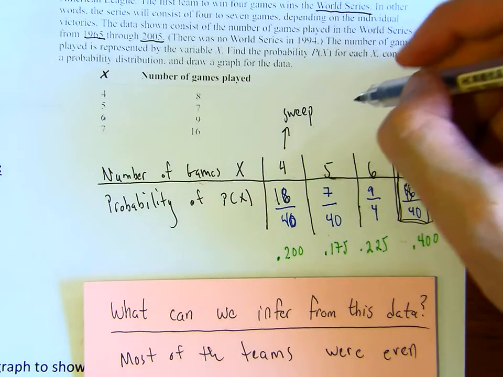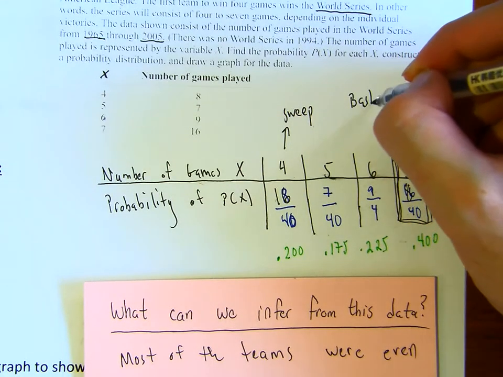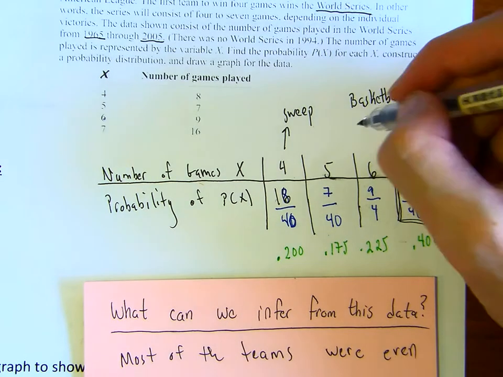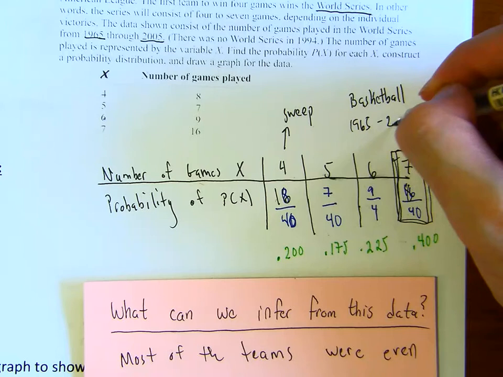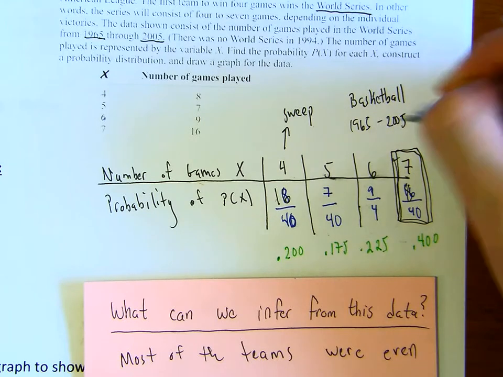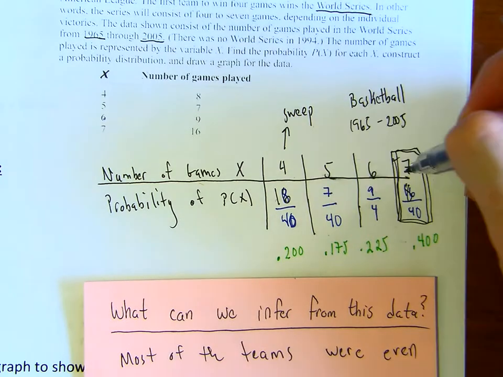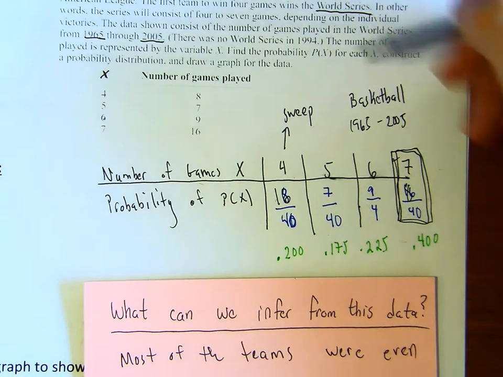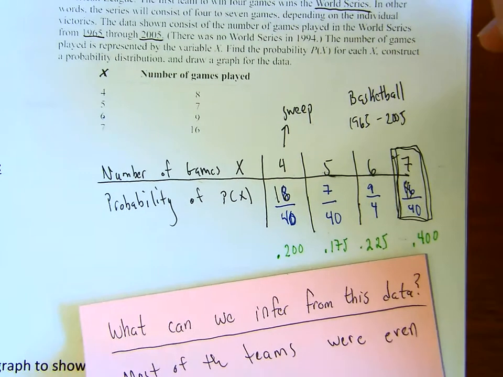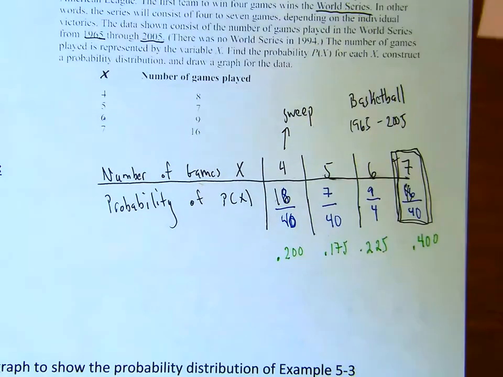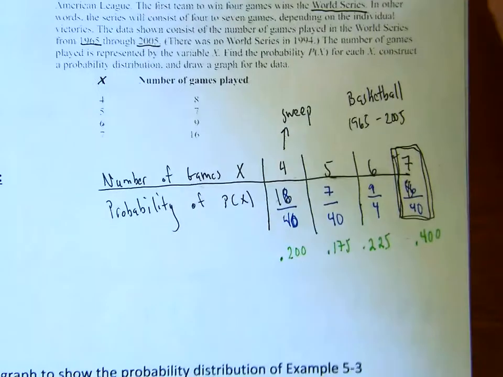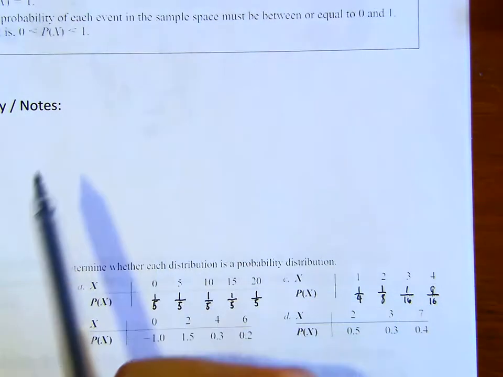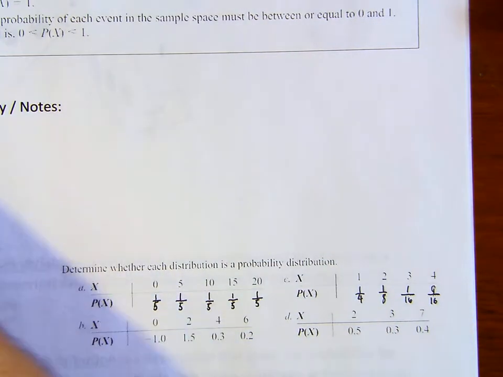I think that'd be pretty interesting with something like basketball or other sports. Like in basketball games from 1965 to 2005, were more of the games sweeps or were more of the games very close? It might be different in basketball and baseball, but something for you to think about. Okay, this will just be a short video. Oh, actually, I'm sorry, one more part. This part over here, and then we're done.